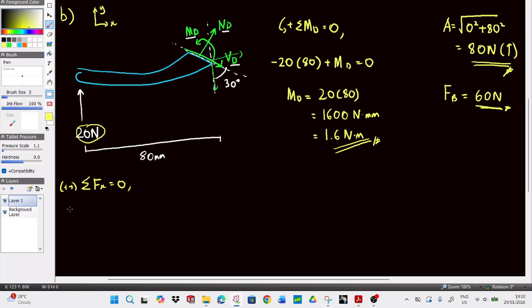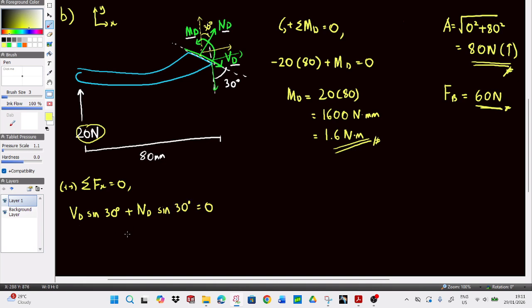So it would just be VD sine 30, and our ND is also influenced by 30 degrees. It's all trigonometry. The cosine is going to go upwards in the y direction, but the sine is going to go to the right-hand side, in the positive x-axis. So plus ND sine 30 equals 0.